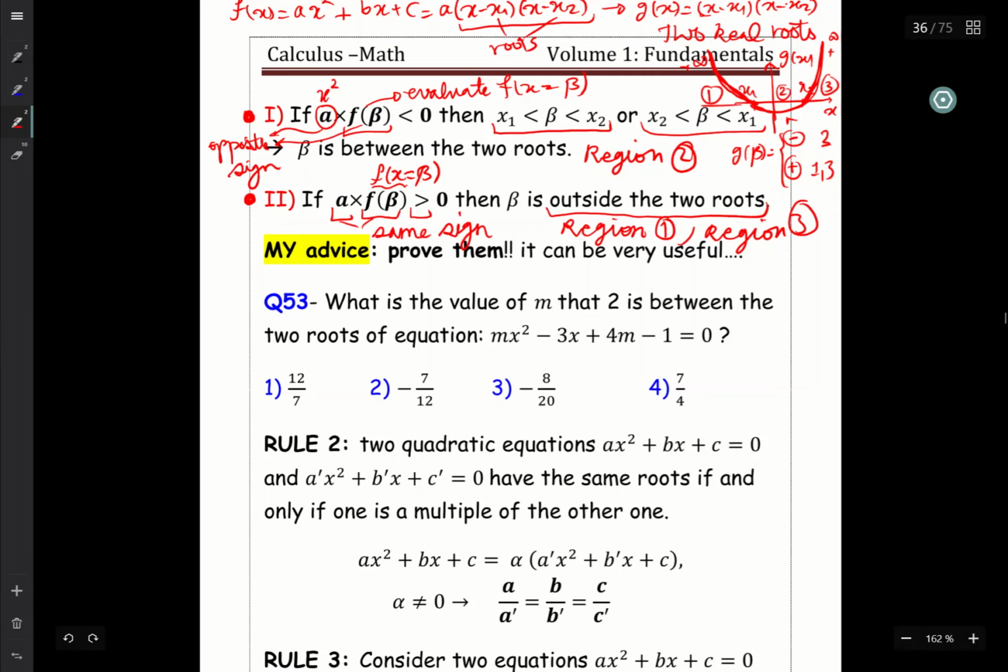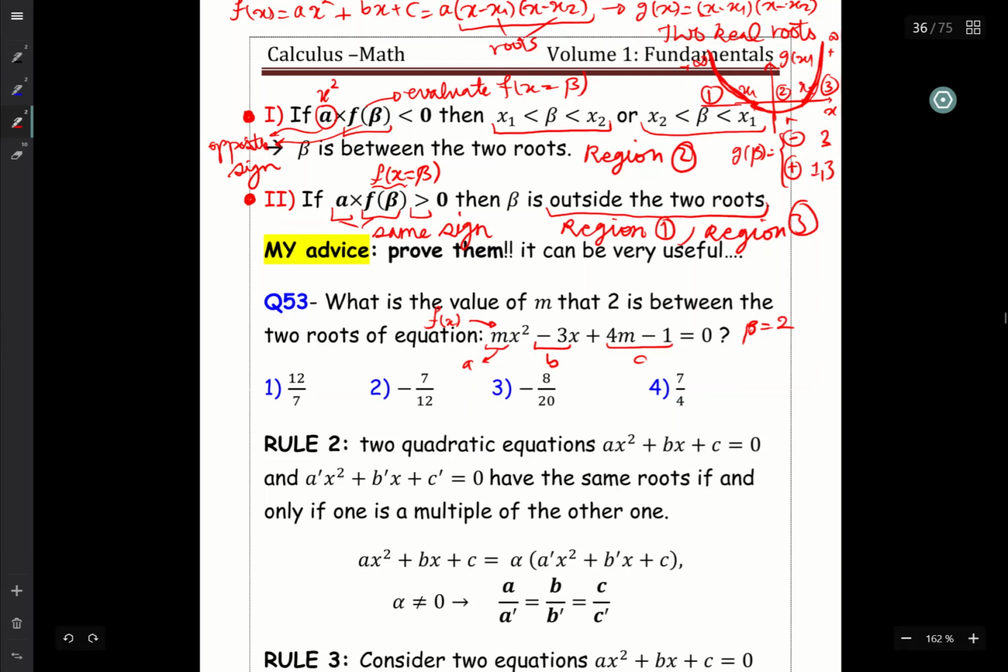Alright, question 53. What is the value of m such that 2 is between the two roots of the equation mx squared minus 3x plus 4m minus 1 equals 0? So m is our coefficient a. Let me write them down explicitly. m is our coefficient a, b is negative 3, and c is 4m minus 1. And our beta here is 2. Beta is a number, and this quadratic equation is f of x, and 2 is between the two roots.